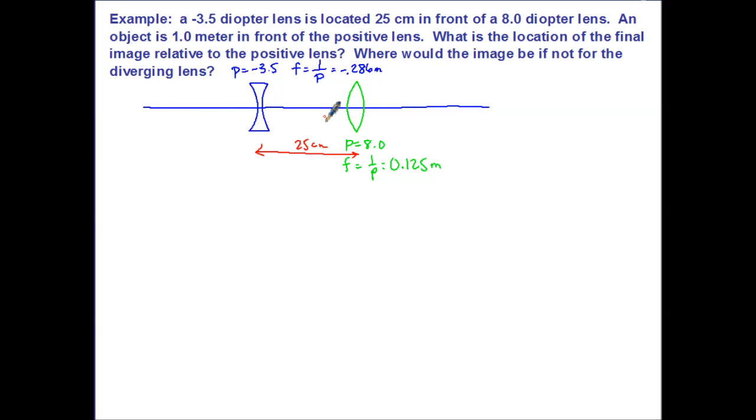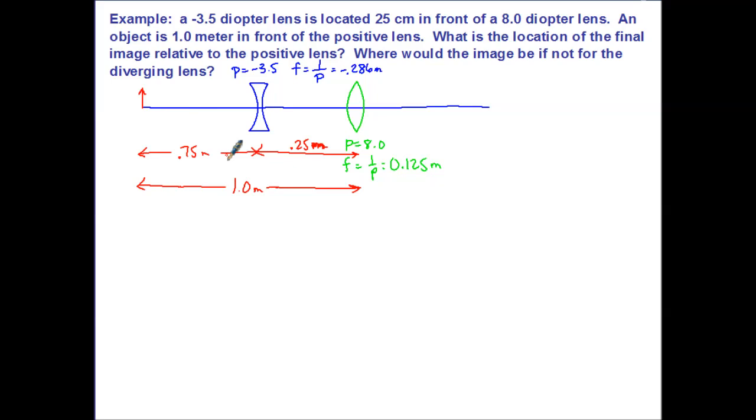Okay, and we have an object that's 1 meter in front of the positive lens. So we can take some object out here, and boy, a lot of numbers here, so the sketch is imperative here. Let's keep our units straight. So these are in meters. We're going to make that be a 0.25 meter distance. And let's make this be a total of 1.0 meters all the way to here. And of course we might also want to put in here a distance of, let's see, 0.75 meters. Okay, so just some basic math there to be able to come up with those distances.